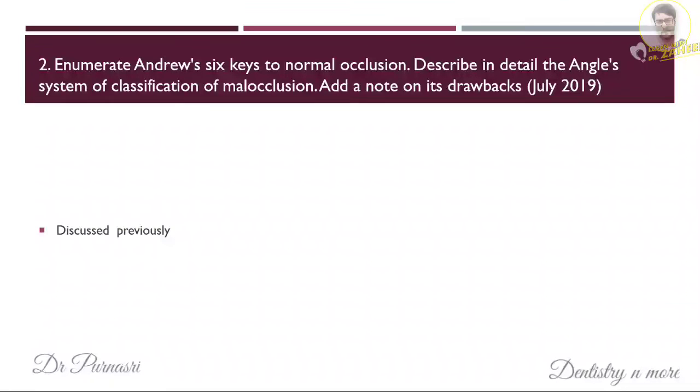Enumerate Andrews 6 keys to normal occlusion and describe in detail Angle system of classification. Add a note on its drawbacks. So this we have already discussed in the previous 2 questions, and this is the combined question of those questions.